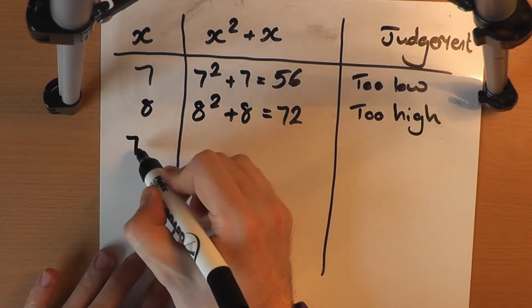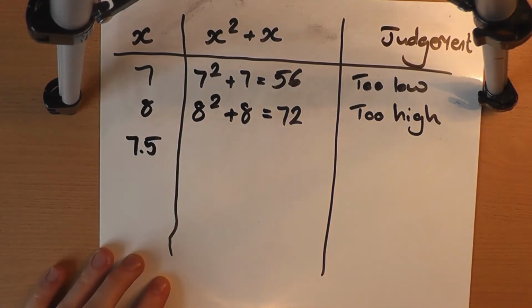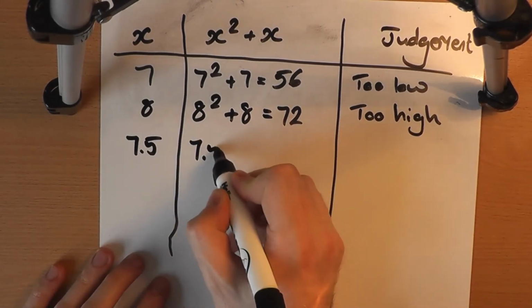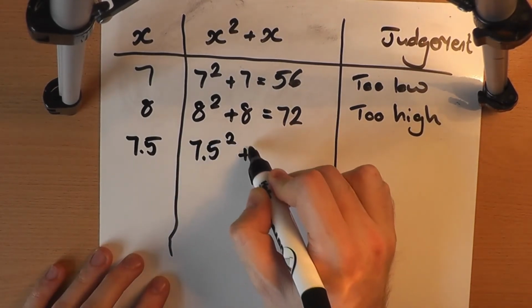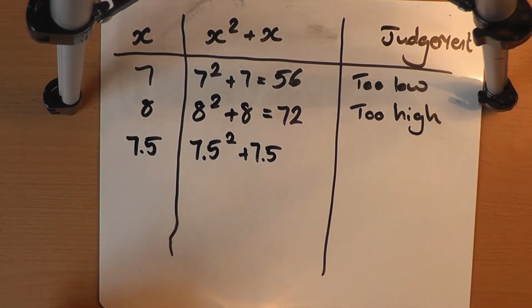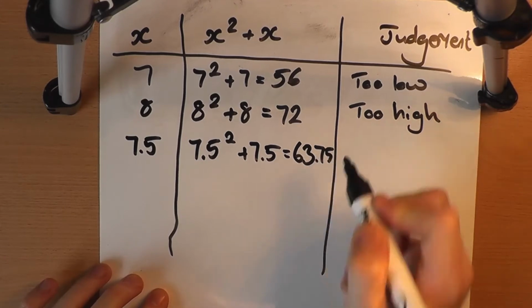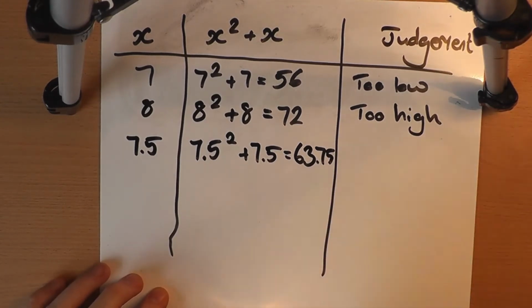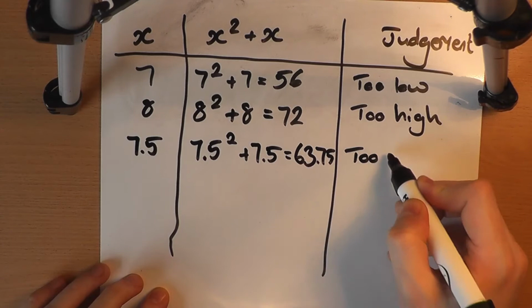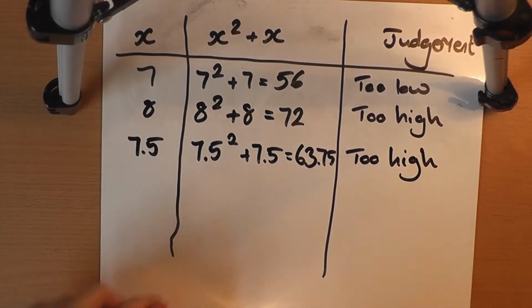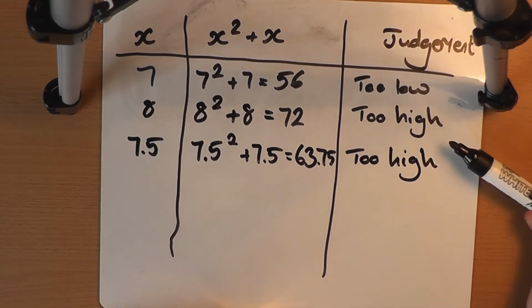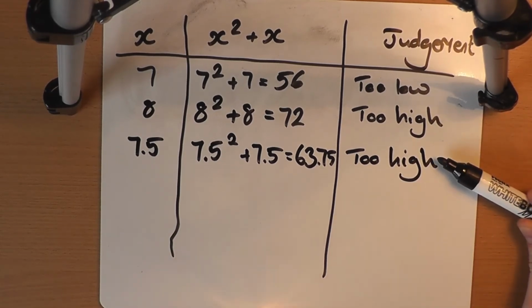So we're going to test the 7.5, and this is why you need your calculators, because we can now do 7.5 squared, add the 7.5. We're going to shove that in our calculators, and we're going to get 63.75, which is a little bit too high. Now that's okay, because that means if 7 is too low and 7.5 is too high, our answer, correct to one decimal place, must lie somewhere between the 7 and the 7.5.